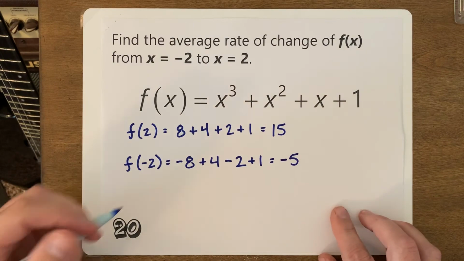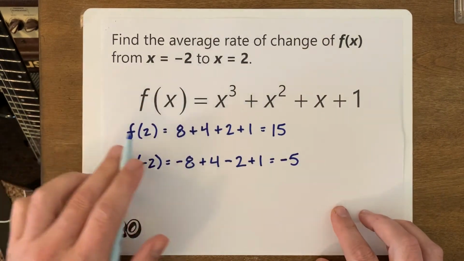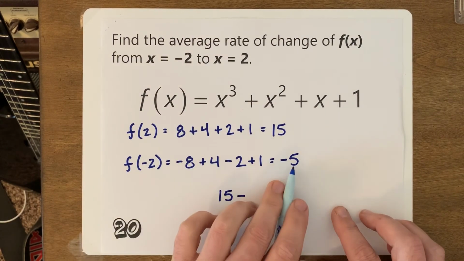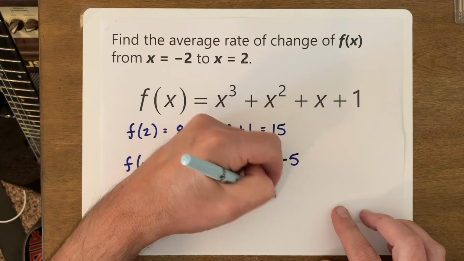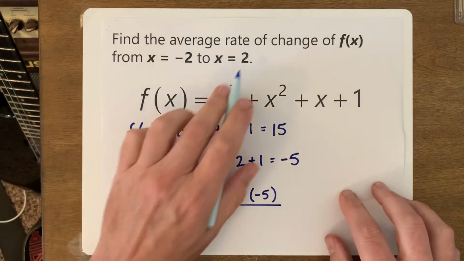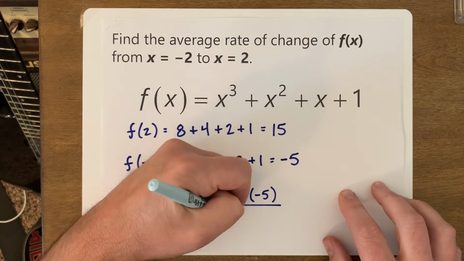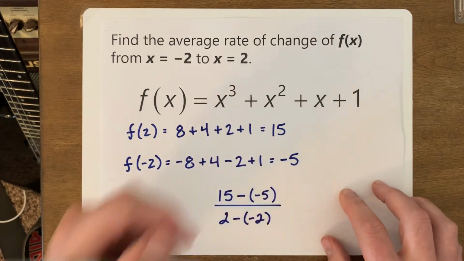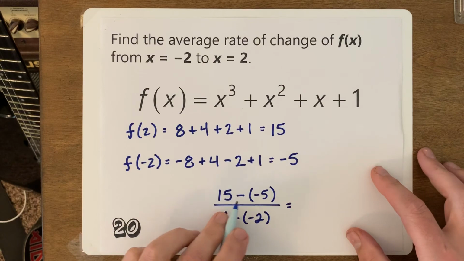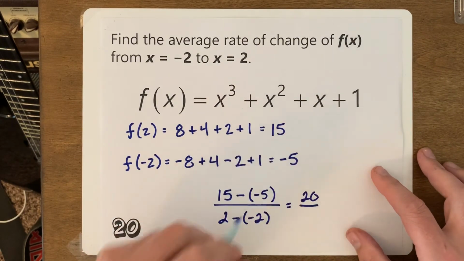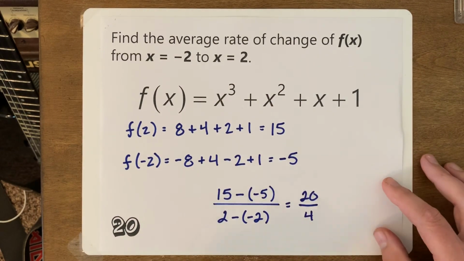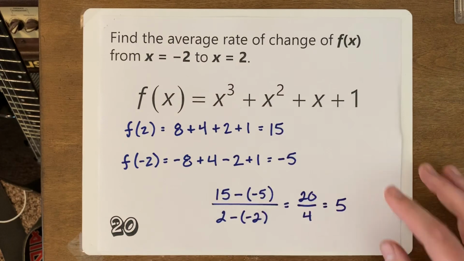All right, so here's what we got. We got f of 2, which is 15, minus f of negative 2, which is negative 5, divided by 2 minus negative 2. All right. 15 take away negative 5 is actually going to be 15 plus 5, which is 20. 2 take away negative 2 is actually going to be 2 plus 2, which is 4. And this is going to reduce down to 5.